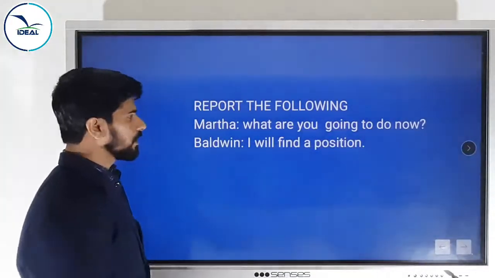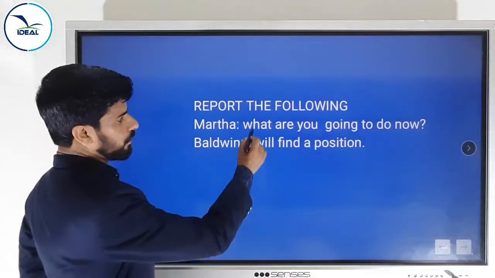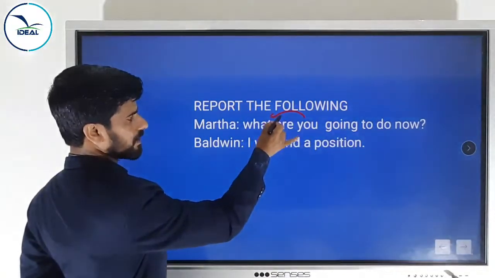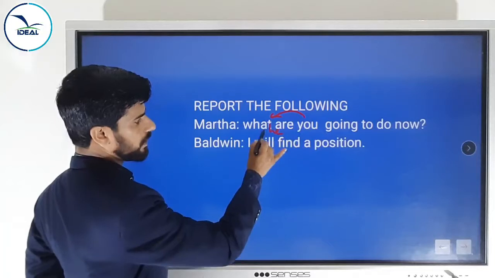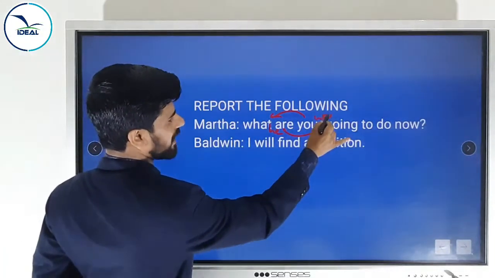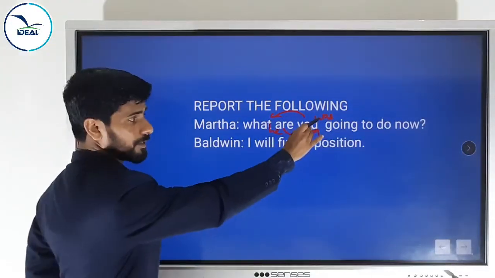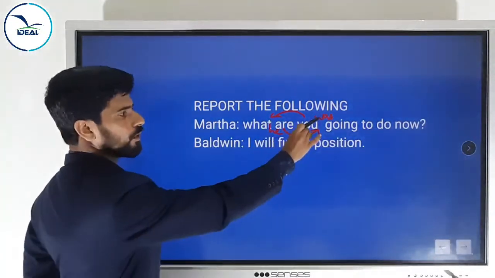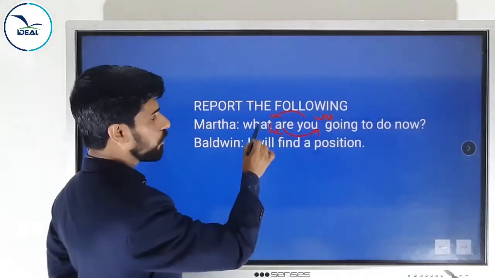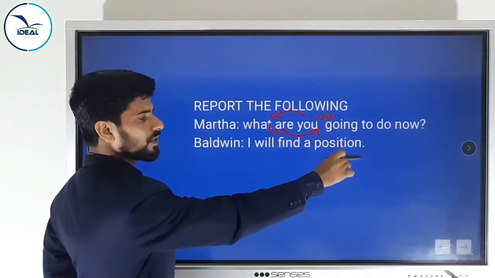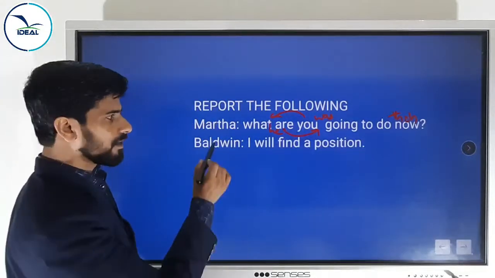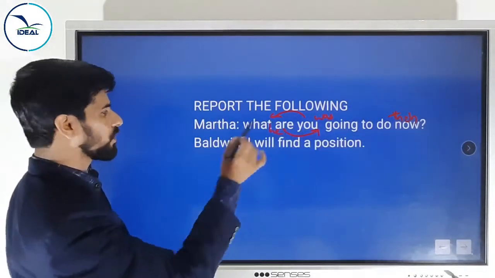Right. Martha asked, what you comes here and becomes he, right? What he and R comes here and becomes was. Why? Because R is present form, we have to make it past, and he is singular, so was is singular, so singular past is was. So why he was, so what he was going to do now becomes then, right? What he was going to do then.